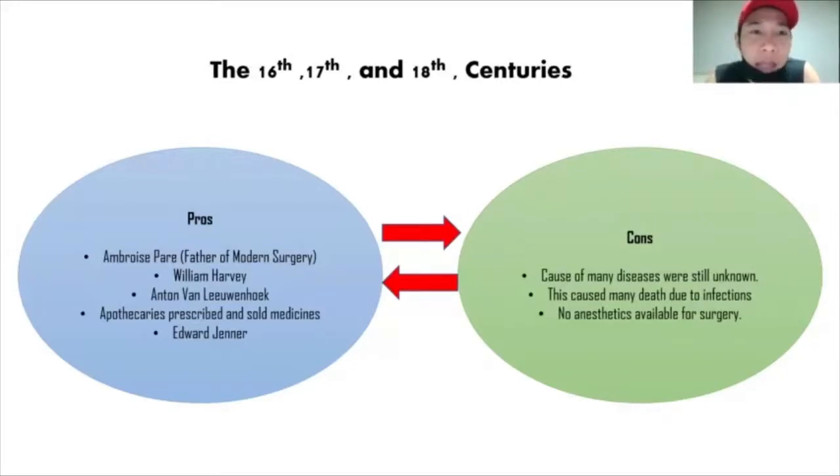For the 16th, 17th, and 18th centuries, a lot of people discovered ways on how to cure diseases. Andreas Vesalius, William Harvey, Anton van Leeuwenhoek, and apothecaries prescribed and sold medicines. Edward Jenner discovered vaccines. For the cons, even though there was a lot of vaccination, the causes of disease were still not known, and many people died from infection, and there was no anesthetic available.